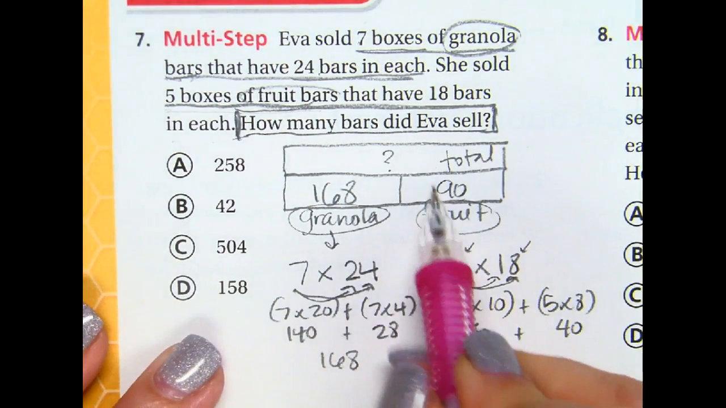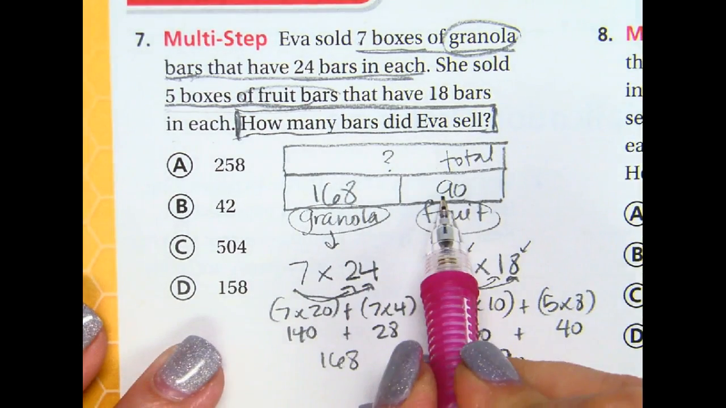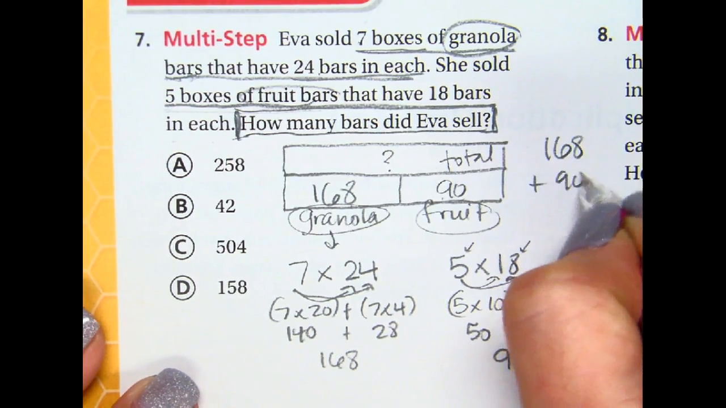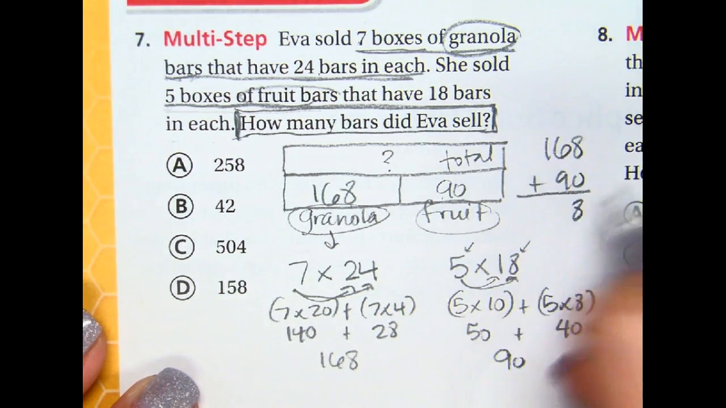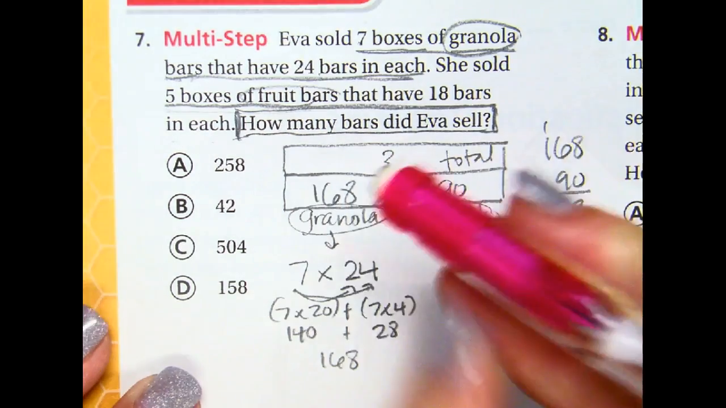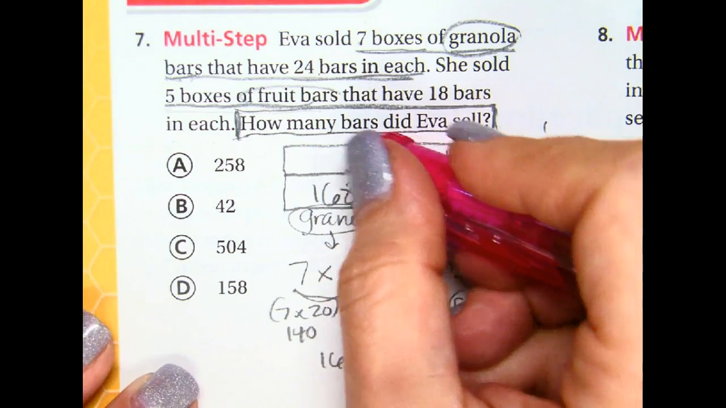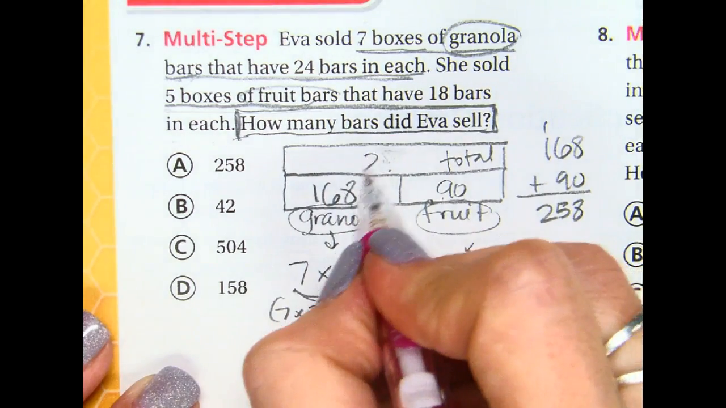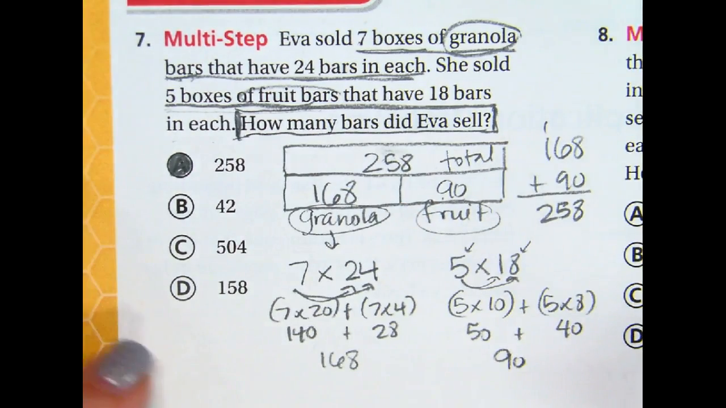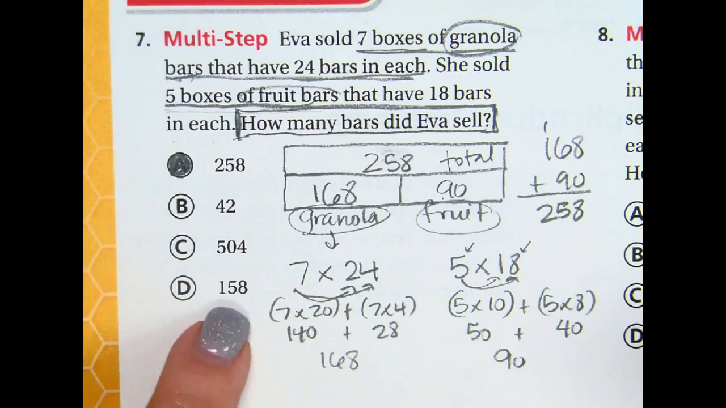All we have to do to find our total is add these 2 parts together. So 168 plus 90 is 258. So we can erase our question mark. We found our total. We know how many bars were sold. So there's our answer. We had a trick. Well, this one is a trick. Sometimes they have tricky questions.